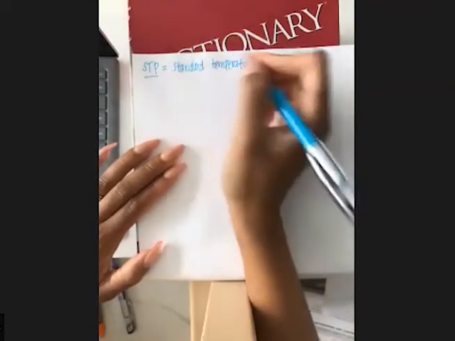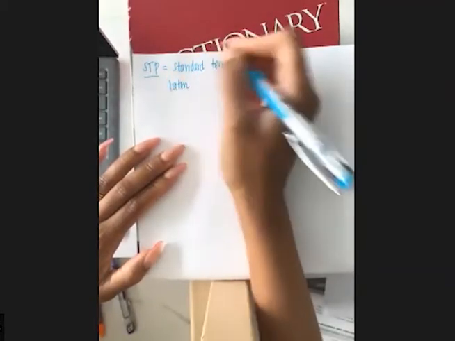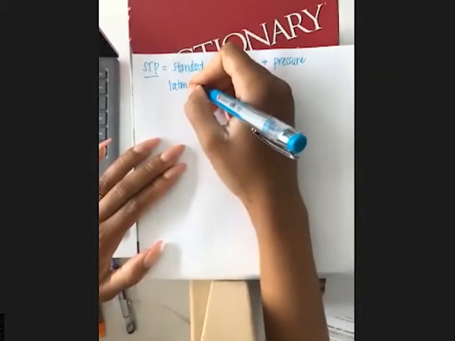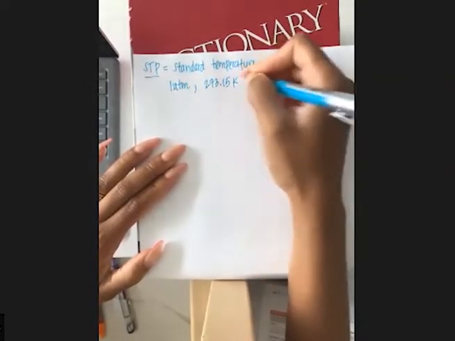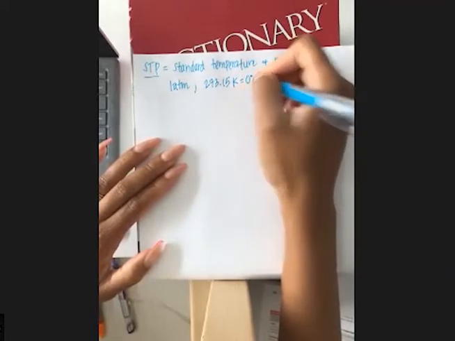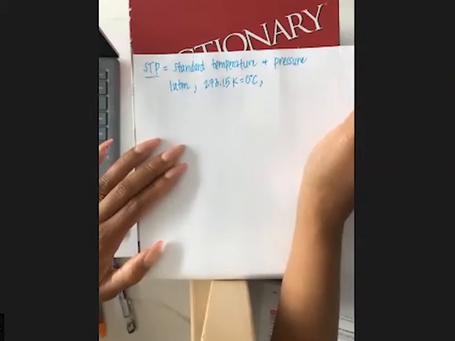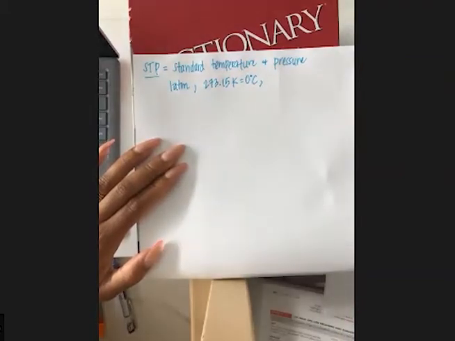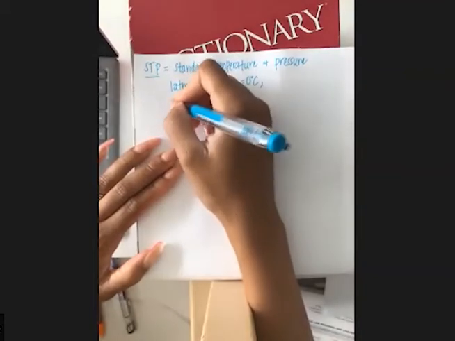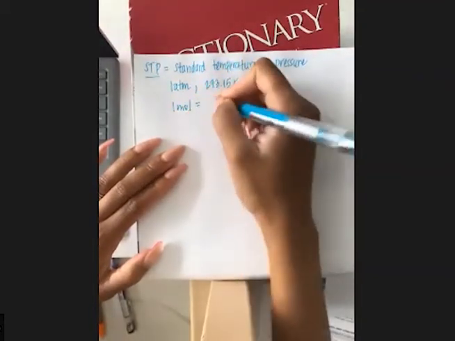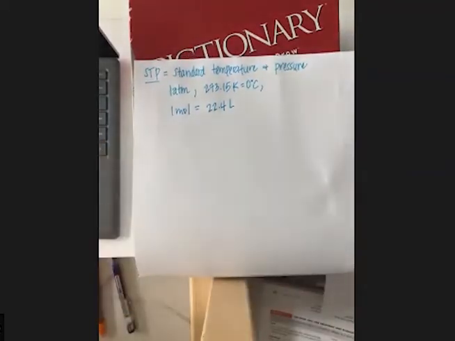So STP says that 1 atmosphere is the standard pressure. The standard temperature is 273.15 K, or 0 degrees Celsius. And we can say at STP, remember, we can use the molar volume. And the molar volume said that 1 mole of any gas equals 22.4 liters. You guys remember this?